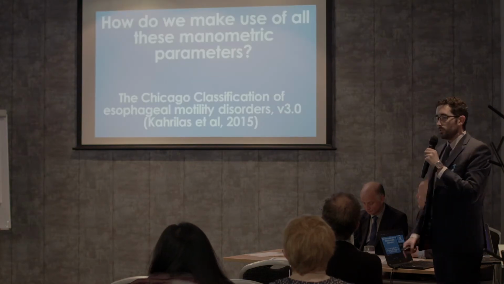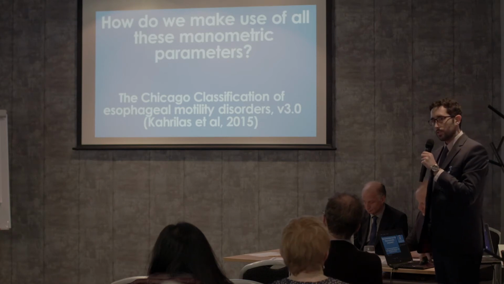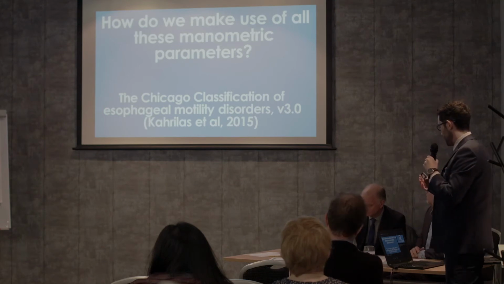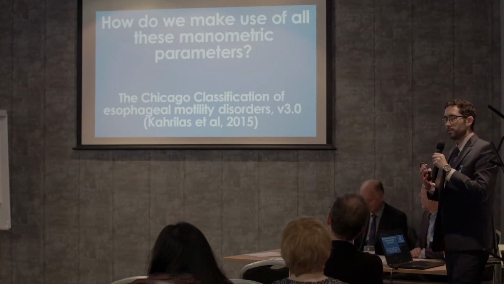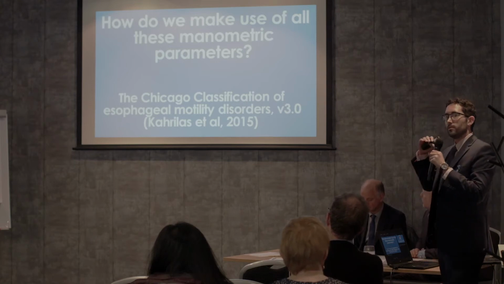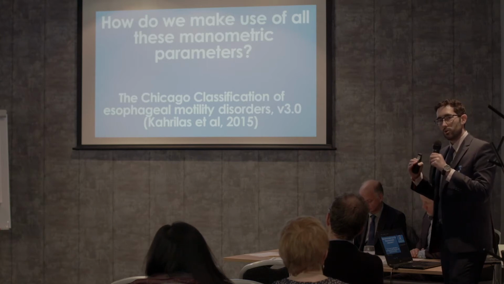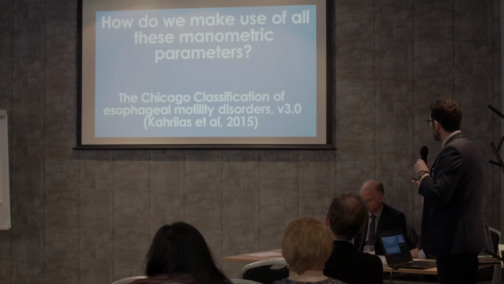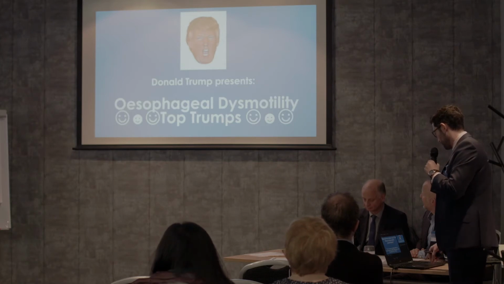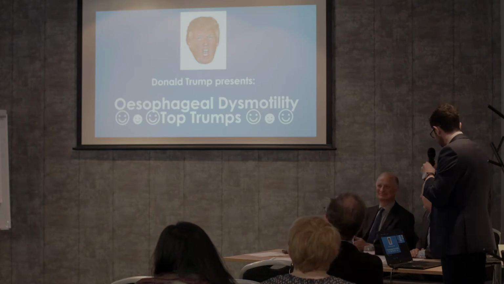Okay, so now you've got all your data, how are you going to put it into the report? Well, as I said at the beginning, we would recommend using the Chicago classification. This is going to give you the parameters that you need. The best way to think about it is if you can imagine a sort of pyramid with anything that affects outflow obstruction being at the top and progressively less severe disorders all the way down to normal at the bottom. So, on that basis, with disorders at the top trumping those at the bottom, we'll do an esophageal dysmotility top trumps.